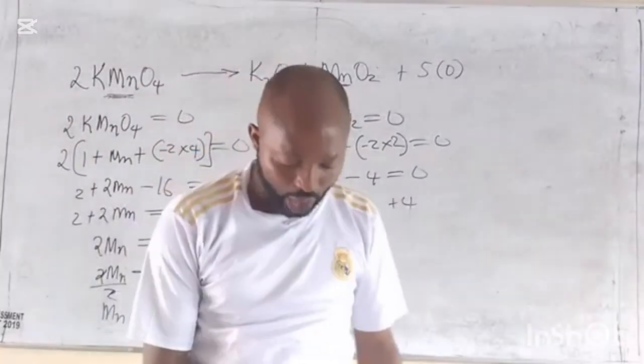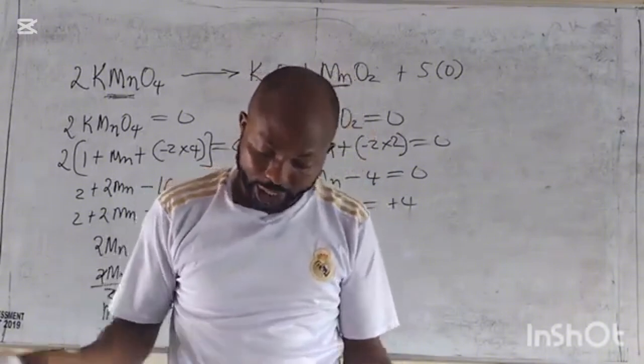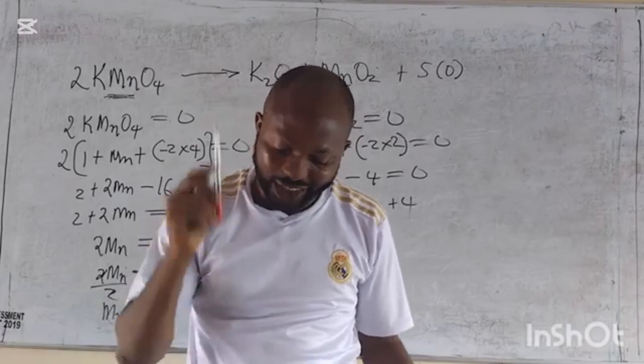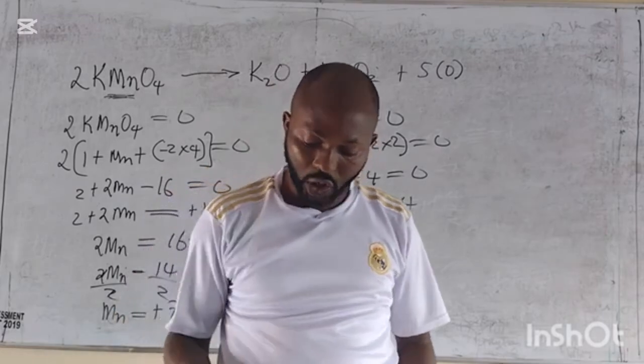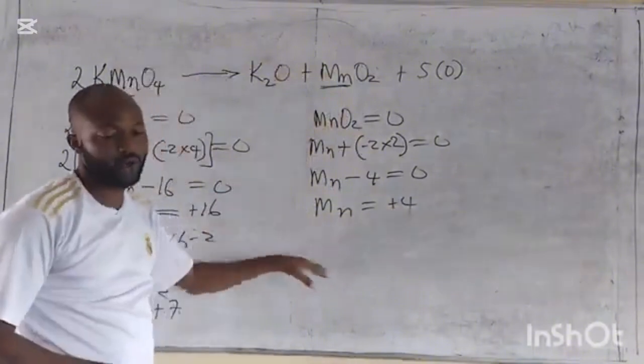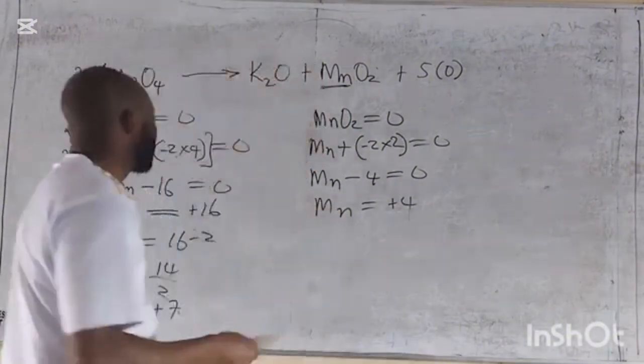That's what the question asks, that we should explain the changes in the oxidation number of the following atoms in bold print at the beginning and at the end of the following reaction, and hence determine whether reduction or oxidation has occurred. So in this case, reduction occurred. Let's take another one of such.